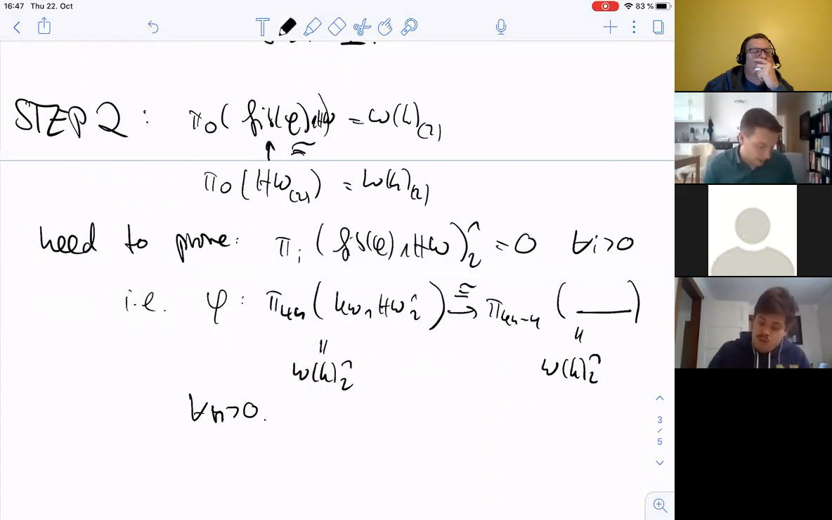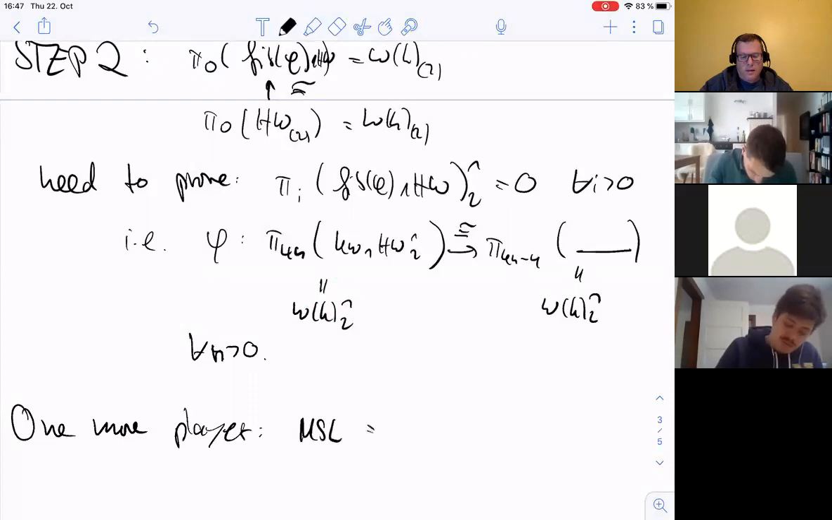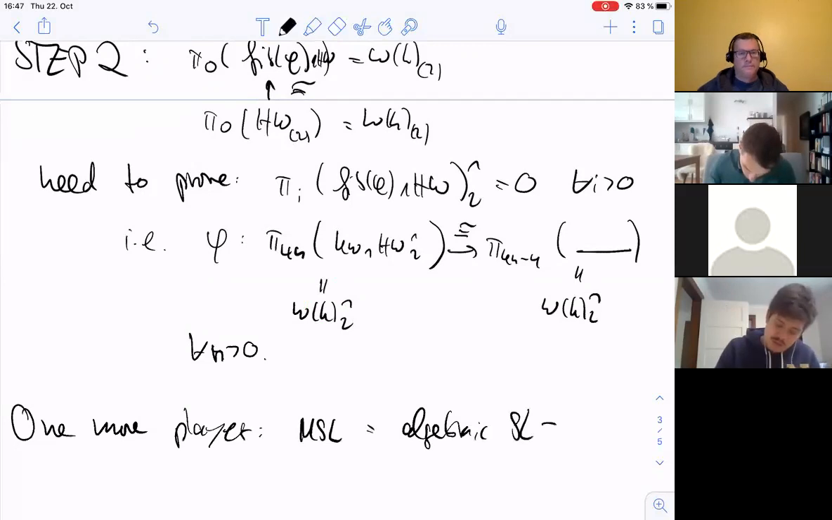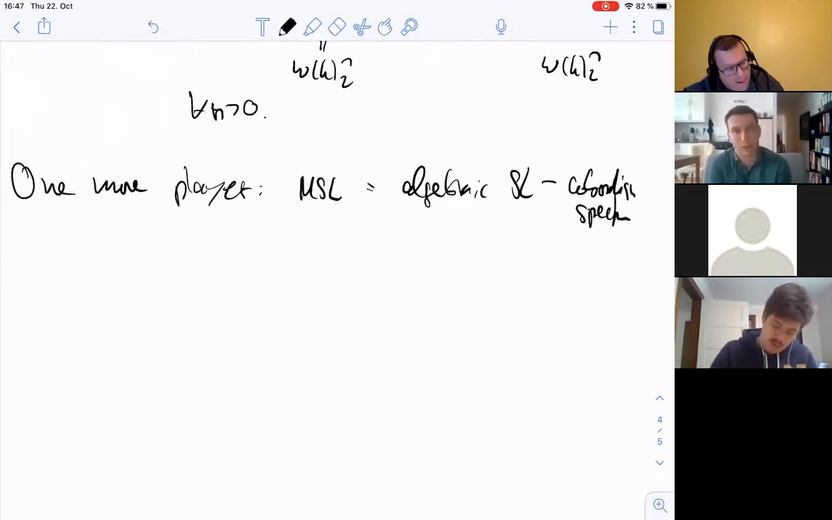Okay, so that's what we're going to do in the last 10 minutes. And what I'm going to do is pull one more rabbit out of the hat, one more player. And this is going to be something called the algebraic special linear cobordism spectrum. All right, so what are we going to use about this? Well, one thing we're going to use is that we know its homology. So Alexey Ananyevskiy thankfully has computed this for us.